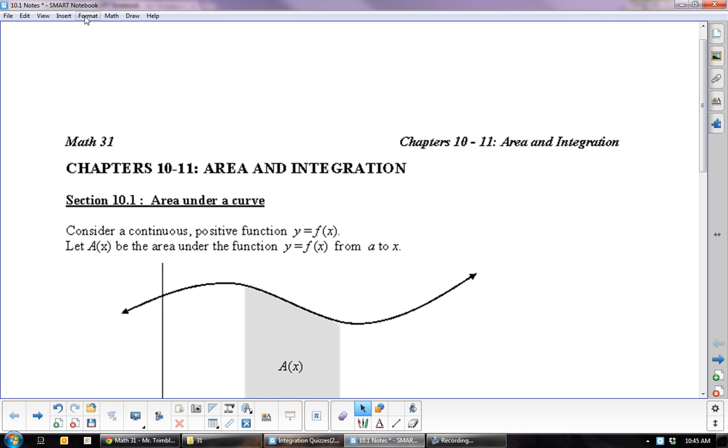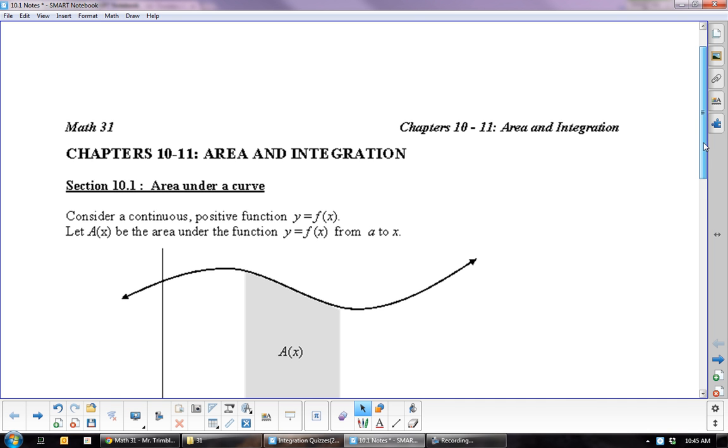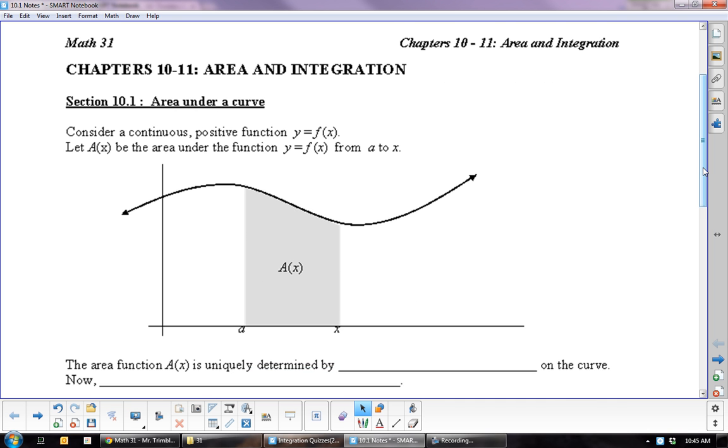Okay, so this is day 3. Now, probably the biggest thing that came out of integration is this concept here: if you find the integral, the antiderivative of the function, you can actually find the area under the graph. So I'm just going to do a little proof just to show you how this was actually discovered.